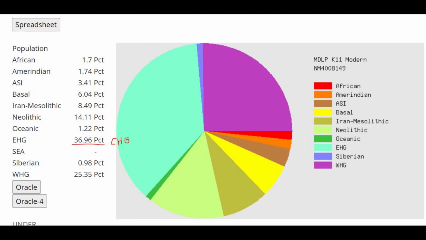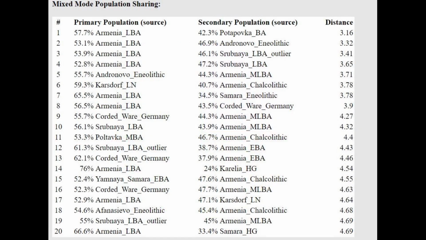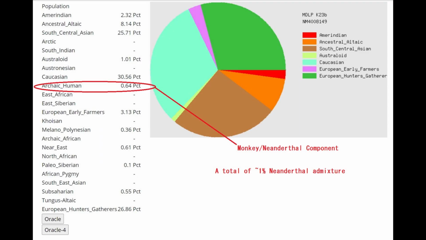This is what she scores with MDLP K11. Typical Yamnaya would not score Basal and Neolithic here, but she does, and she's actually getting modeled as a mixture of Yamnaya plus Potapovka, which is basically like Yamnaya plus Armenia late Bronze Age, or a mixture of Yamnaya plus Armenian, right?